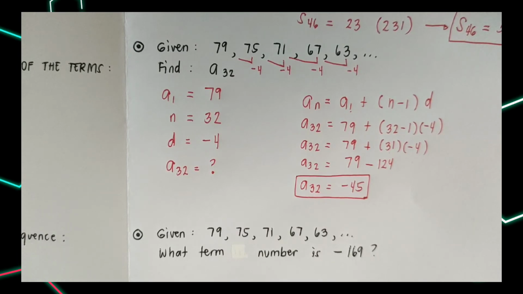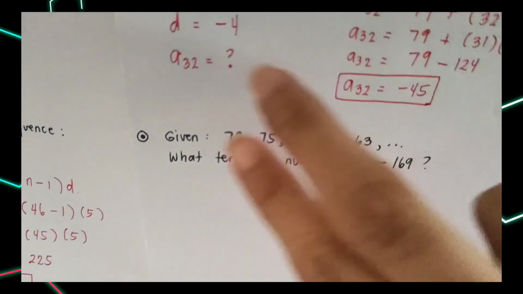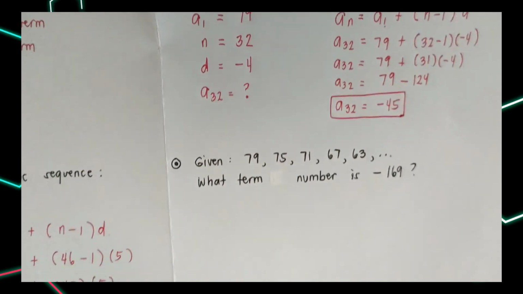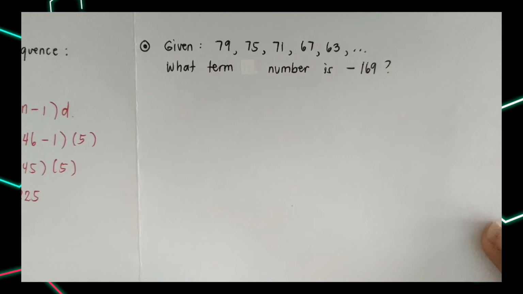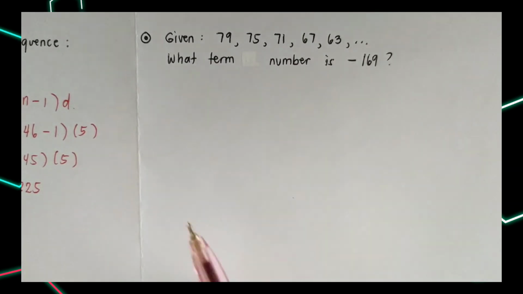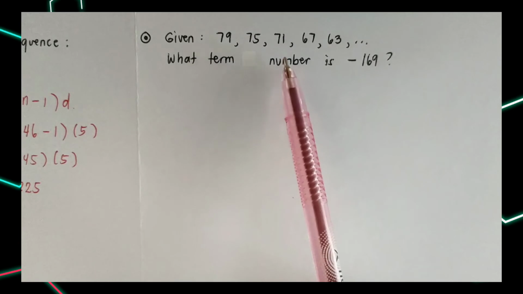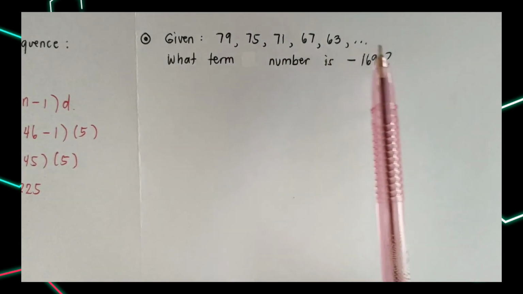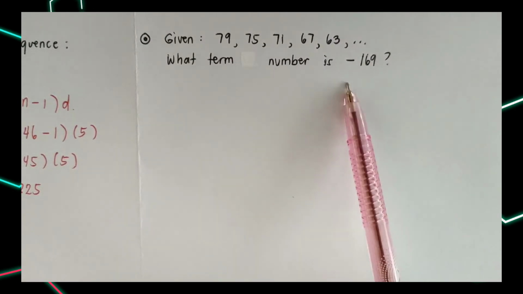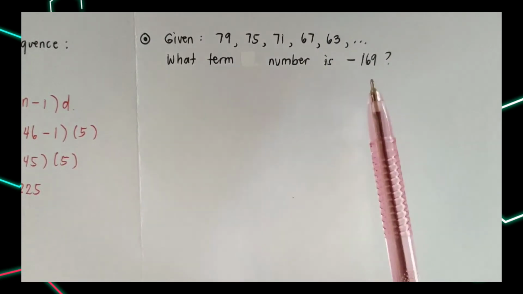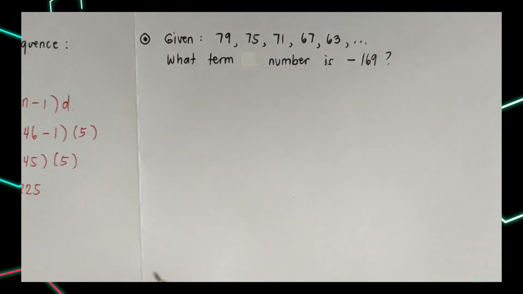Next, what if we are asked to get the number of terms? For example, what is the term position or term number? Or how do we find the value of n? What if n is missing? Okay, let's take the last but not the least example. Given 79, 75, 71, 67, 63. What term is negative 169? What is the position, or what is the term number, of negative 169?